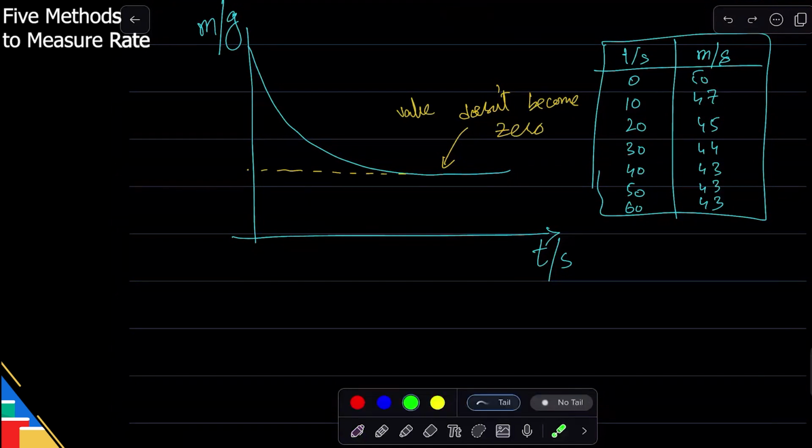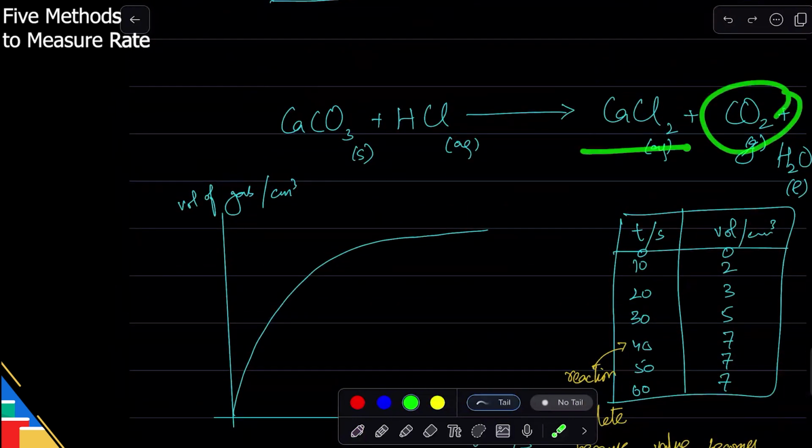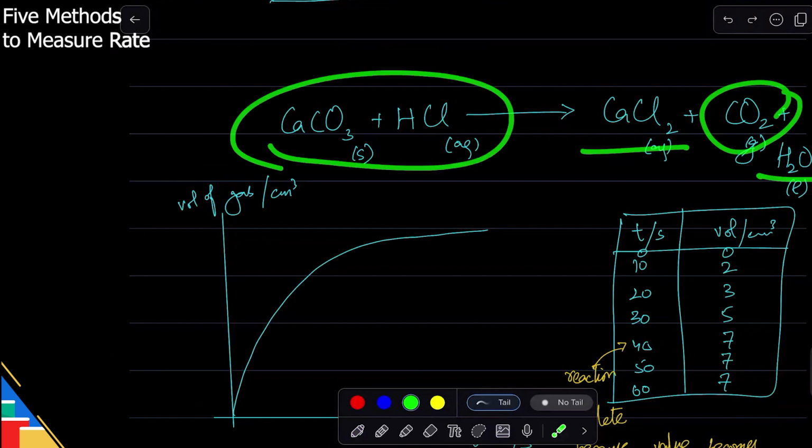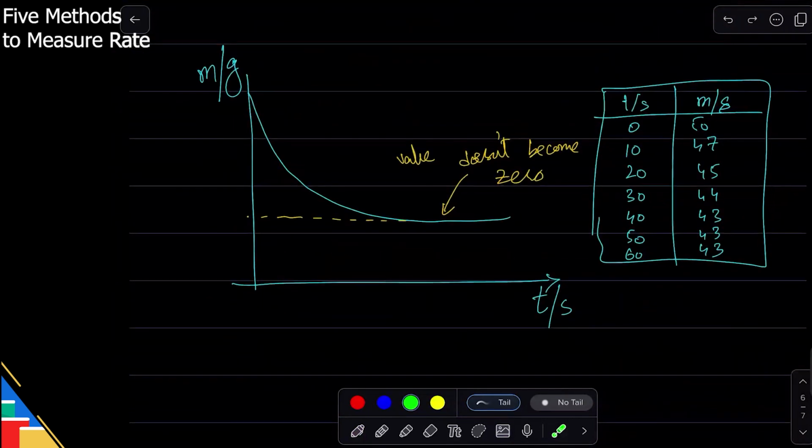The graph does not go like this. Why? Because only the gas is gone out. This is still there, this is still there, and if something extra was added, that is also still there. So it will never go down to 0. So in MCQs, they always give you these graphs and ask which one is correct. We pick the one in which the value doesn't become 0, because the mass will never go down to 0. Not all of it is going away.